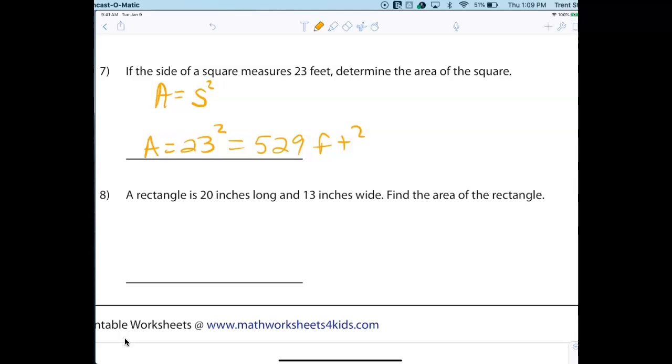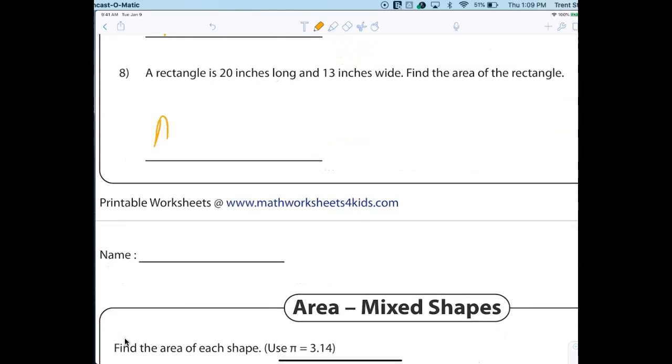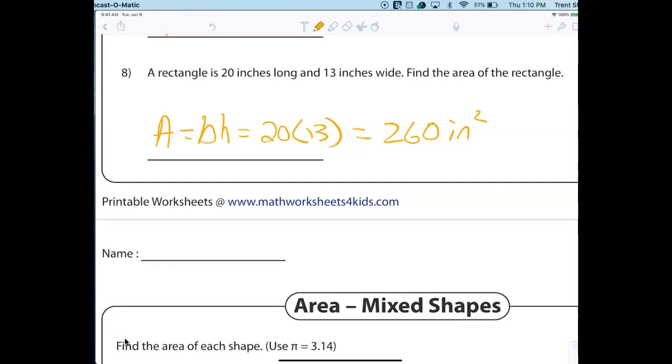Next, rectangle, area equals what? Base times height. So in this case, it's just 20 times 13. We don't need a calculator for 20 times 13. 260 what? 260 inches squared. I'm pretty happy with that. I got 270. Well, 2 times 13 is what? 26. There you go, 260. 20 times 13. You keep putting 270 down.